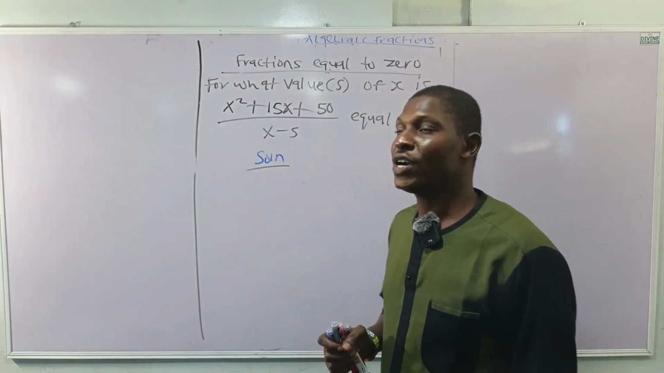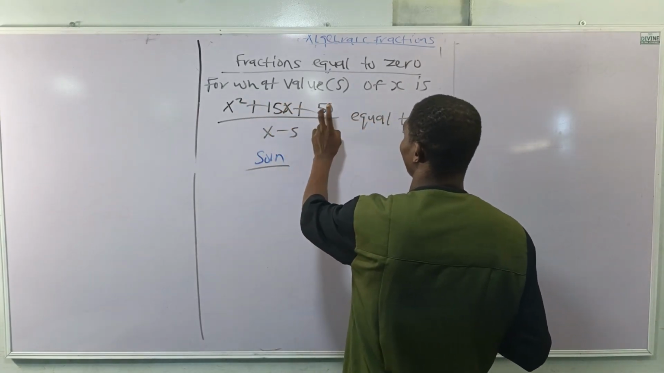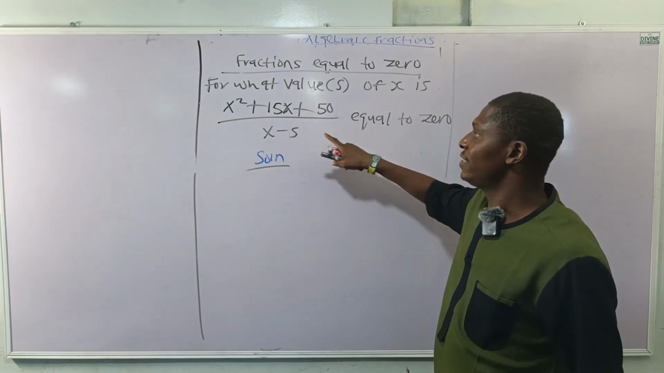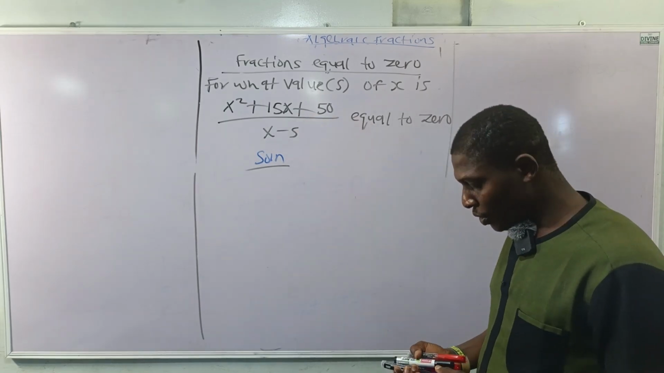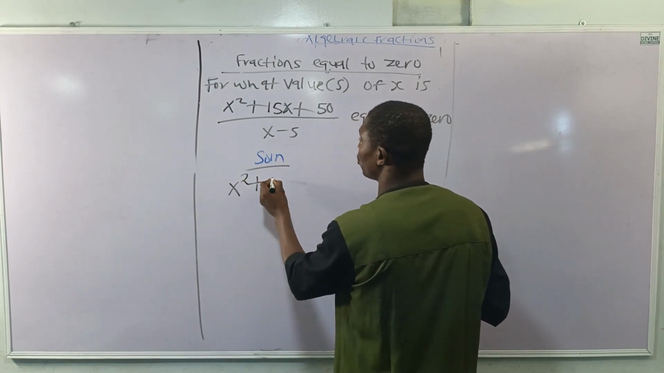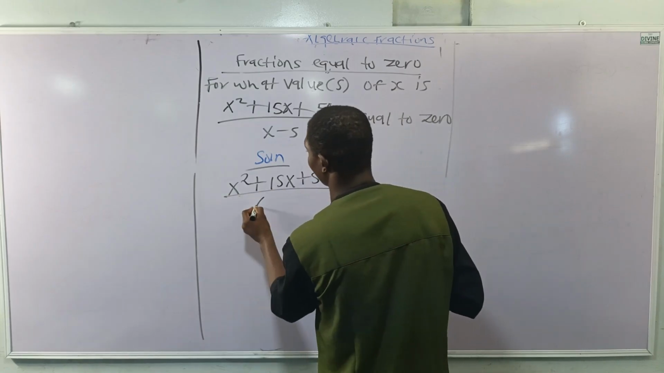So let's see some examples. We have a fraction on the board that says x squared plus 15x plus 50 all over x minus 5. For what value of x is this expression equal to 0? What you have to do is simply equate the fraction given to 0.